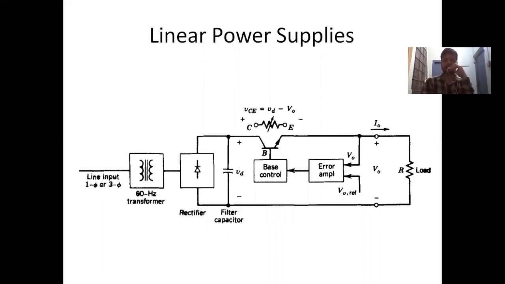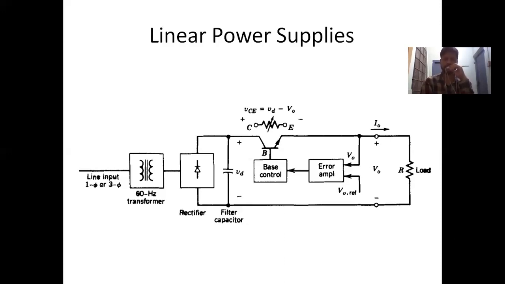Then you have a 60 Hertz transformer. In India, we use a 50 Hertz transformer. It is a low frequency transformer. And this transformer serves two purposes. The first is it provides isolation between the input and the output of the power supply. And the second purpose is it steps down the voltage to a value suitable as required by the load.